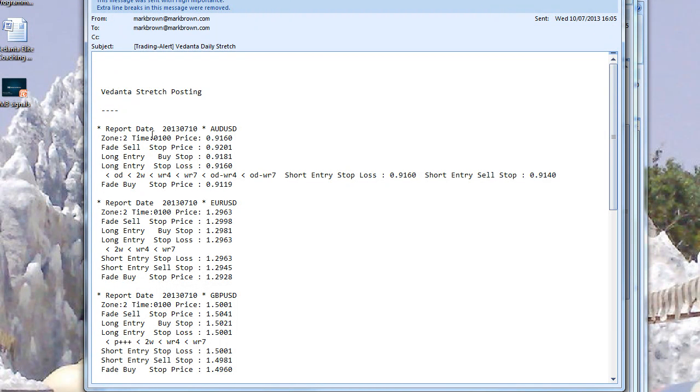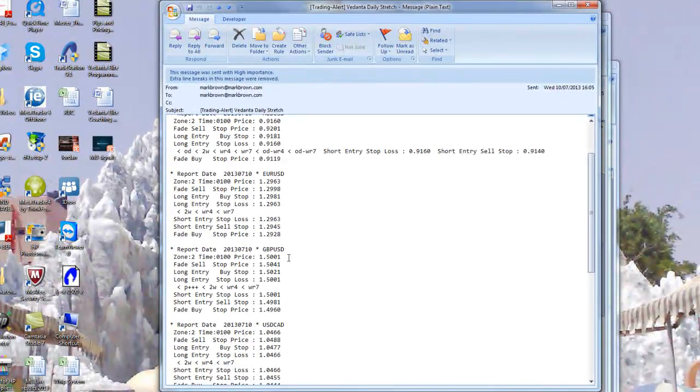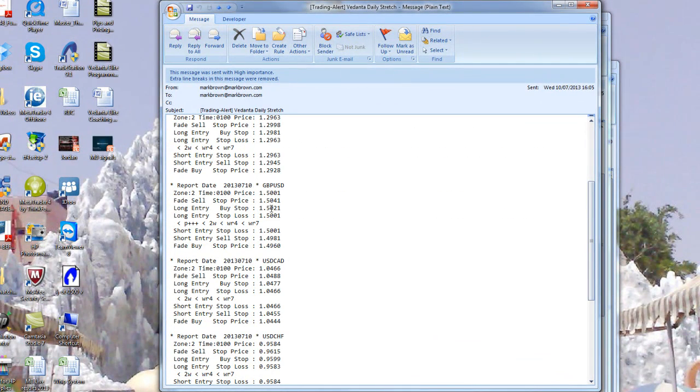Okay, now let's take a look at this. How would we place a trade on this? Let's take a look at GBP USD here. Yeah, so this is an OCO order, so one cancels the other. So what you have is a buy order here for buy stop, sell stop, and this thing called fade sell is basically your target price. Okay, so you got your buy stop, then you got your sell stop, which is your stop loss for the buy order, and then finally you got a target price as well.